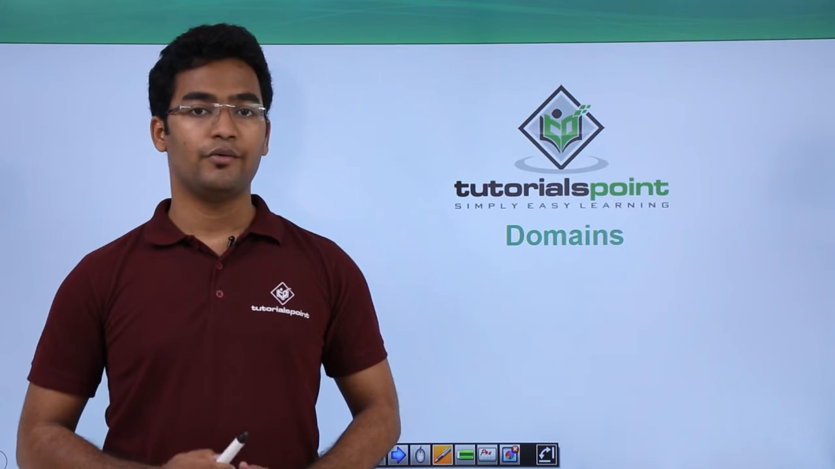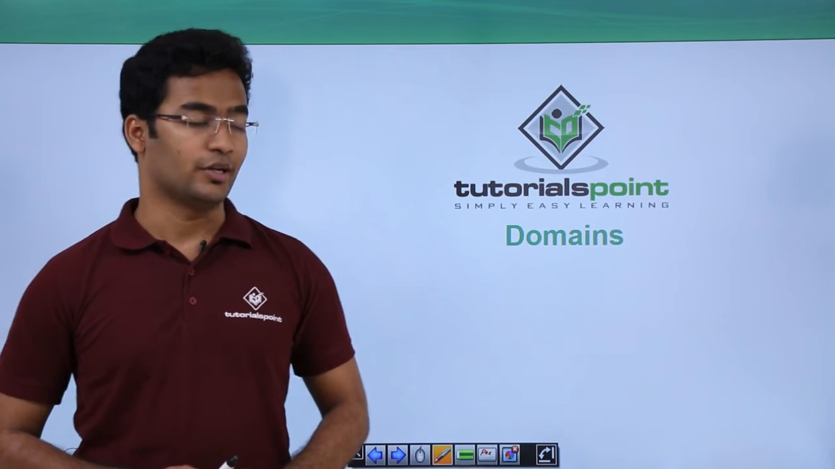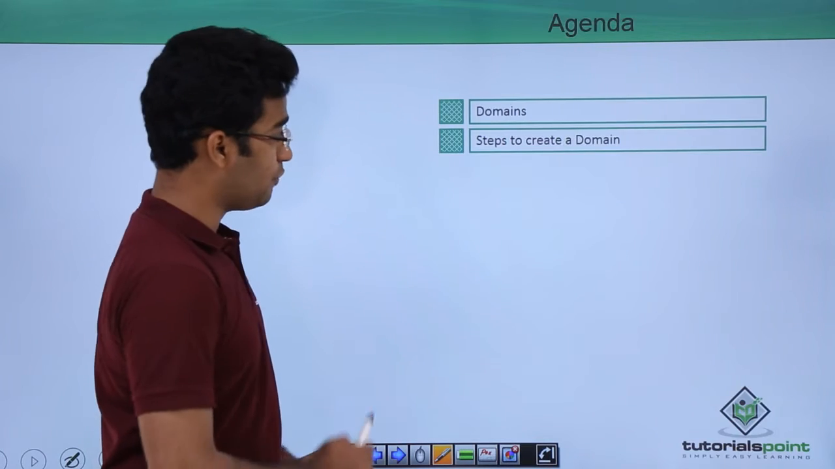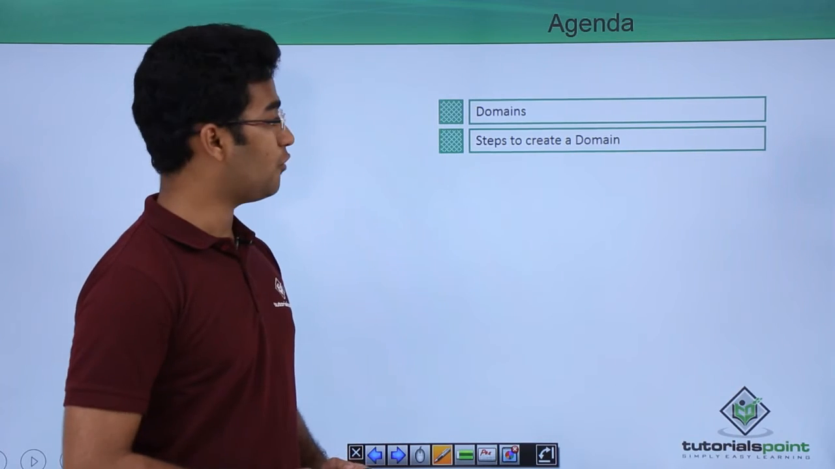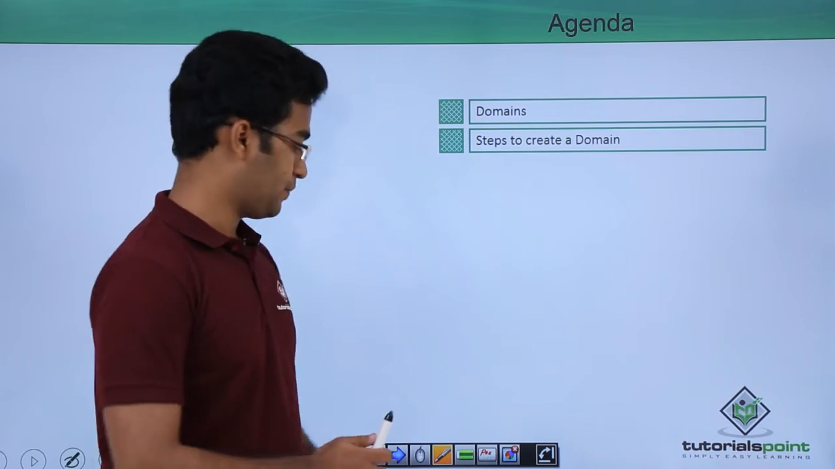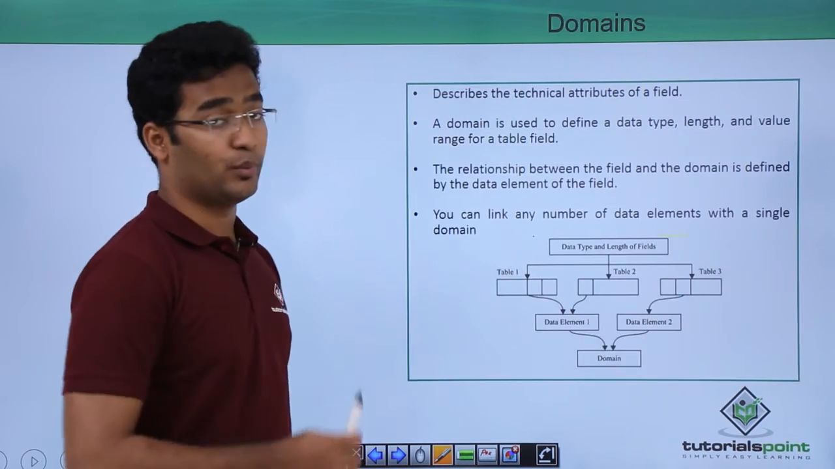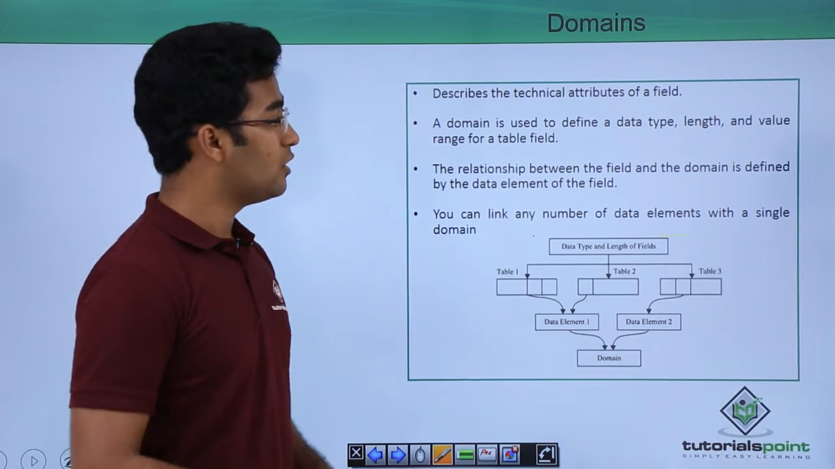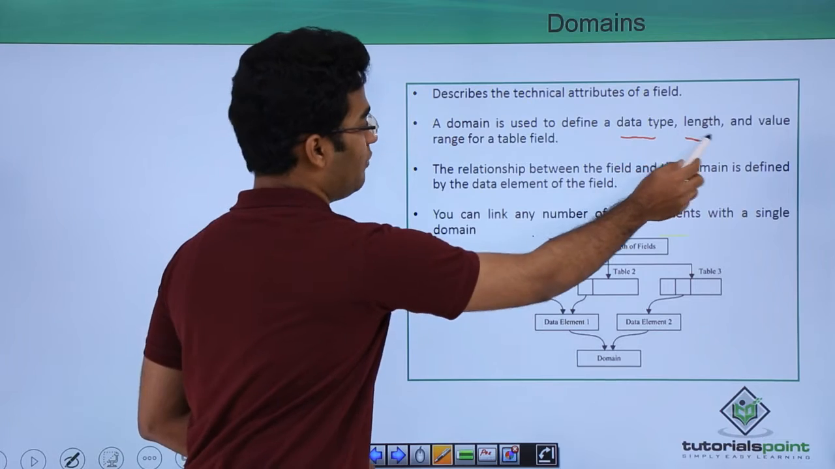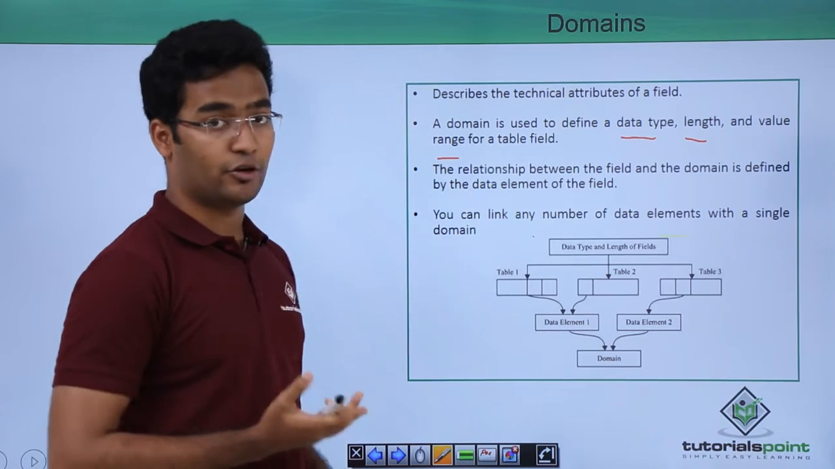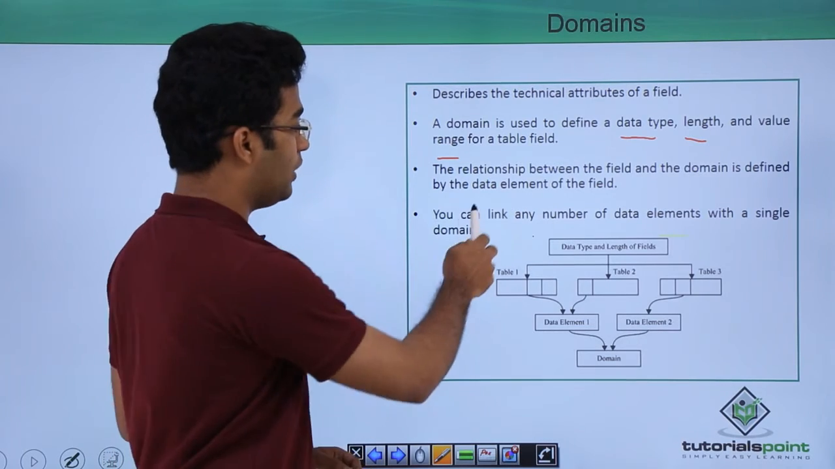In this video, we will see domains in ABAP dictionary. So let us see the agenda for this session. First we will cover the overview of domains and then we will see the steps required to create a domain. So what exactly are domains? Domains are nothing but technical attributes of a particular field like data type, length and value range. There is a relationship between the field and the domain which is explained with the help of data element.